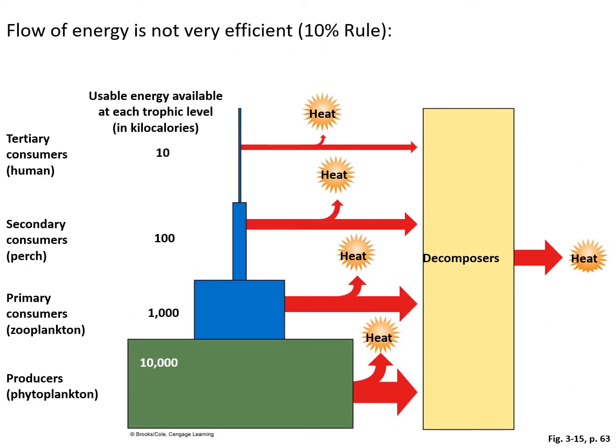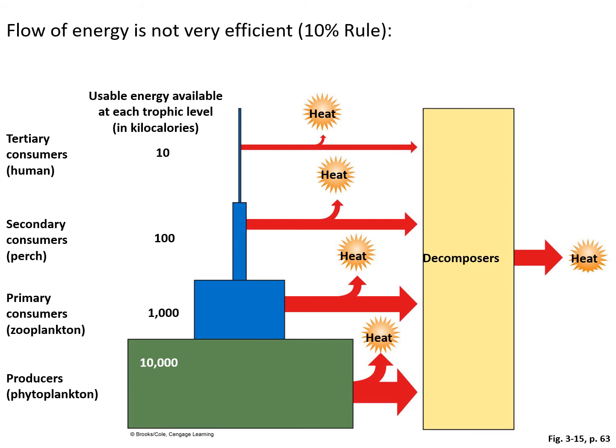So we know energy cannot be recycled, it must be constantly created or consumed, but the flow of energy is also not very efficient. If you look at the image below, producers produce a lot of energy. Well, by the time the primary consumers eat it, they only get to keep a small percentage of that. And secondary consumers keep an even smaller percentage of that. Tertiary consumers keep a pathetic amount of that.